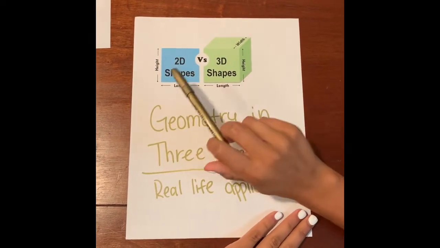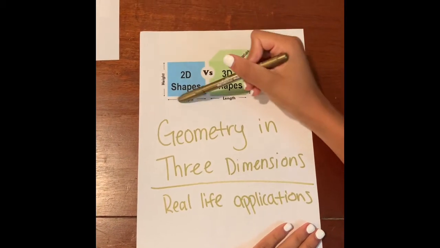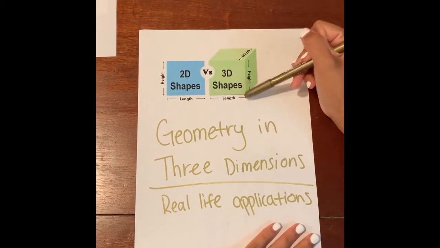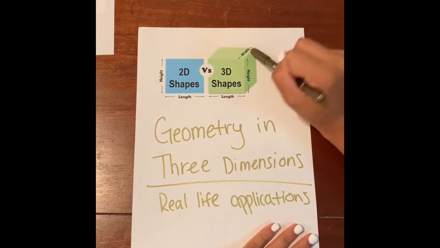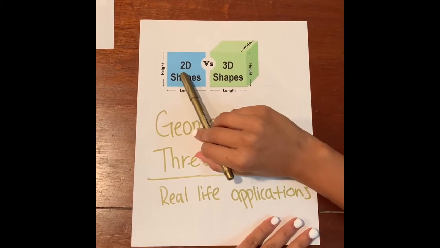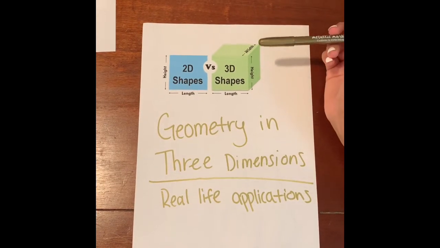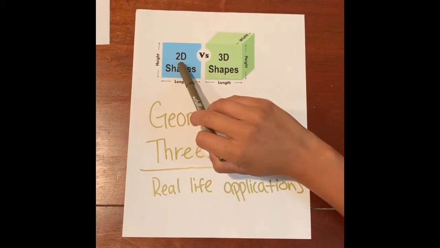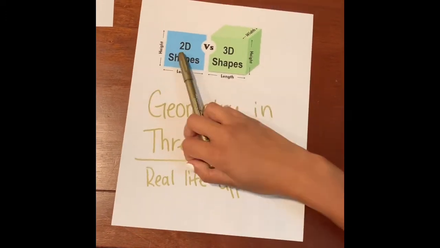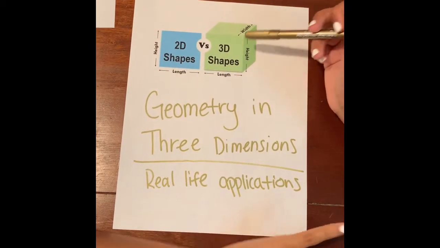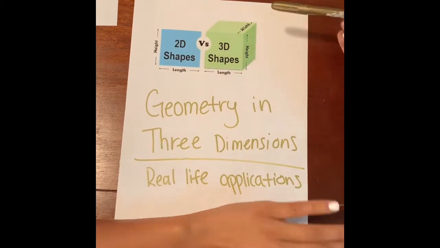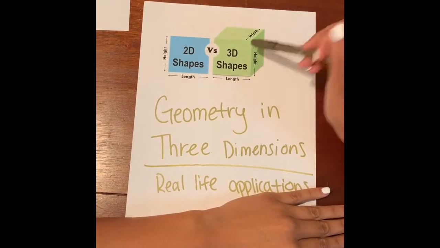So to begin, 2D shapes have only the height and the length, 2 measurements, and 3D shapes have length, height, and width. Some differences are 3D shapes are solids and 2D shapes are flat figures. Examples of 2D shapes are triangles, squares, circles, anything flat that you can think of. And examples of 3D shapes are cylinder, cone, cube, sphere, pyramid, and prism.